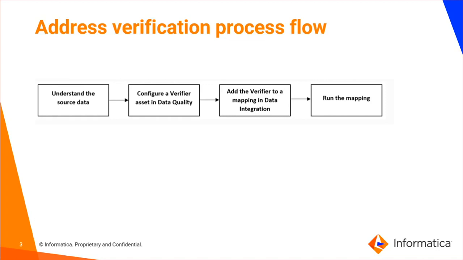The second thing is we have to configure a verifier asset of Data Quality. When you configure it as an asset, it becomes a reusable object you can call in a data integration flow. So add that verifier to a mapping in a data integration process, and then you run the mapping. Once you run the mapping, you will get the output where your address will be standardized and you should be able to see the match percentage of it.